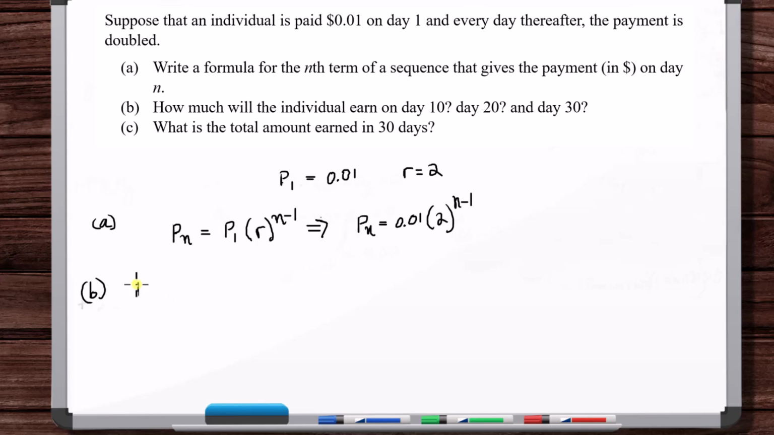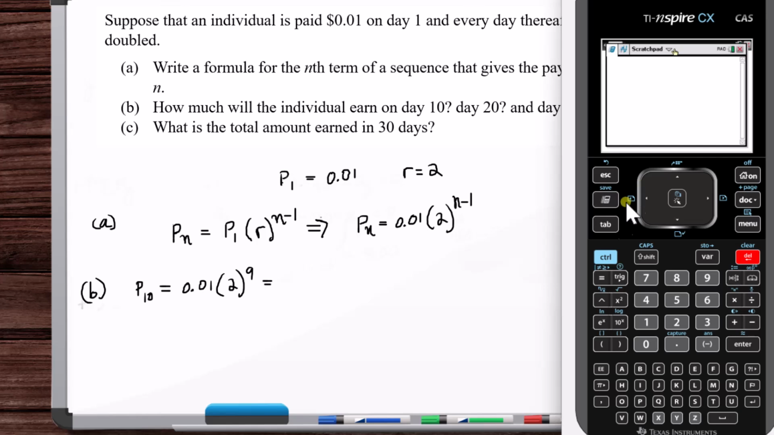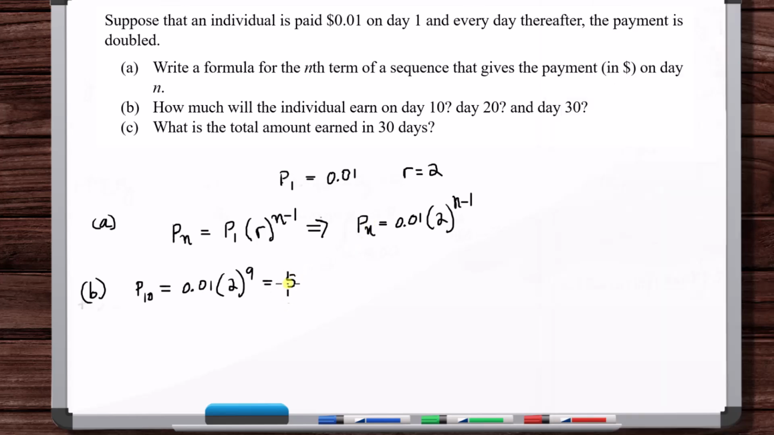How much will the individual earn on day 10, day 20, day 30? Okay, so day 10, P10, earn not total, but how much are they going to earn on that day? So P10 is equal to 0.01 times 2 to the 9th. Okay, so 2 to the 9th times 0.01, $5.12. Okay.